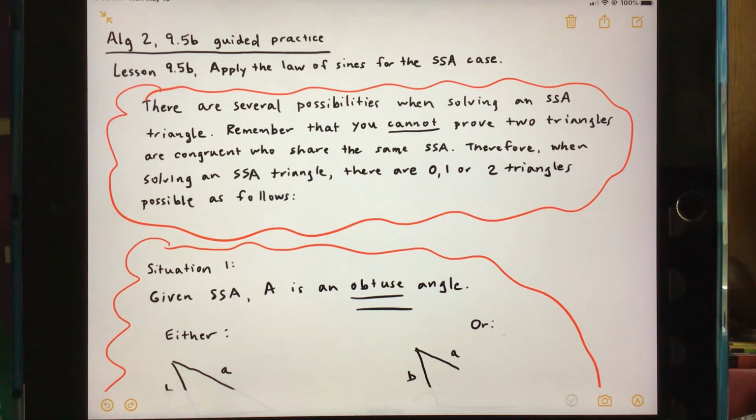Make sure you watch this in its entirety so you can have an idea of how to find the 0, 1, or 2 triangles that are possible in an SSA case. There are several possibilities when solving an SSA triangle. Remember, you cannot prove two triangles are congruent who share the same SSA. Therefore, when solving an SSA triangle, there are 0, 1, or 2 triangles possible as follows.